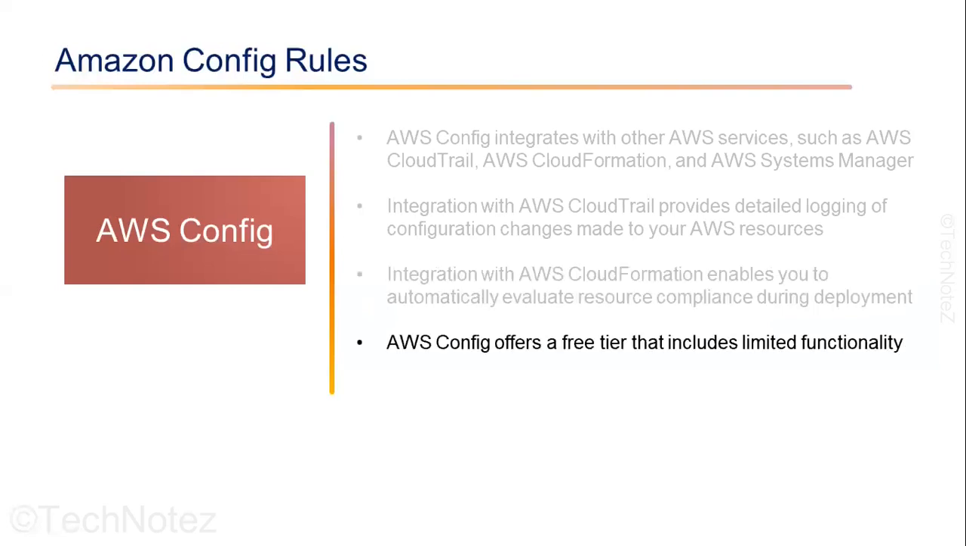AWS Config offers a free tier that includes limited functionality. Additional charges apply for more advanced features such as compliance rule evaluation and resource relationship visualizations.